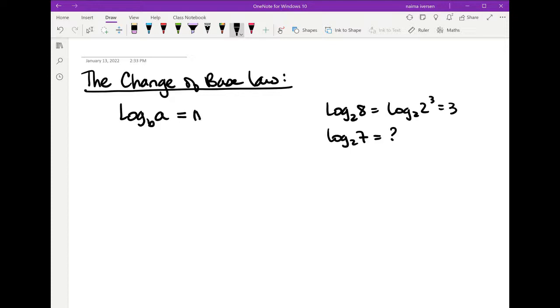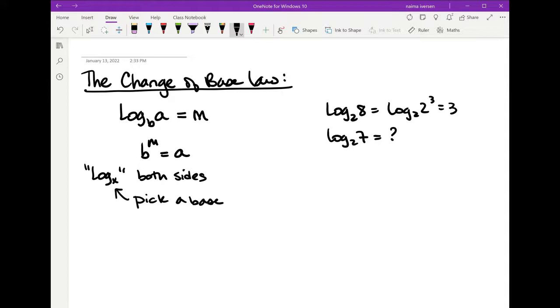So if I let log base b of a is equal to m, in exponential form we get b to the power of m is equal to a. I'm going to log base x both sides. So what I'm doing here is I'm changing my base, where we want to pick a base that would work. And so my x value has to be greater than 0 and my x value can't be 1. I can choose any other base I want.